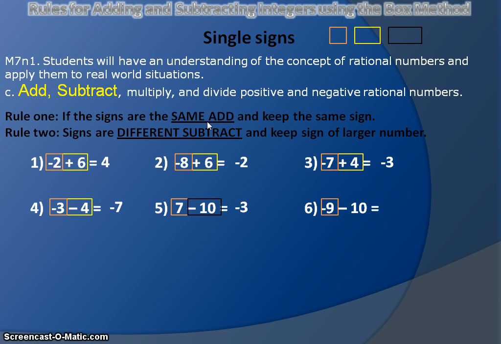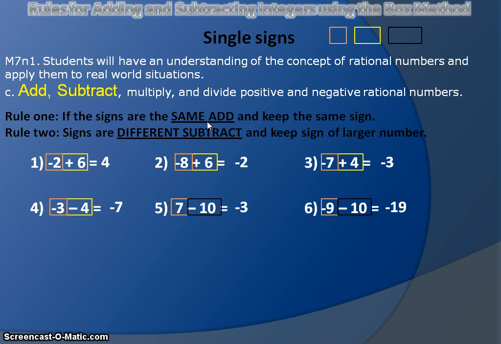Alright, on the last one, we box up our -9, box up our -10, which makes it -10. So now we have -9 and negative 10. Since they're the same, we go to rule 1, same, add, you get 19. Keep the same sign. Since they're both negative, our answer is negative. So we end up with a negative 19.